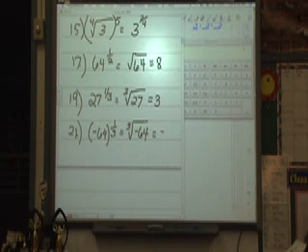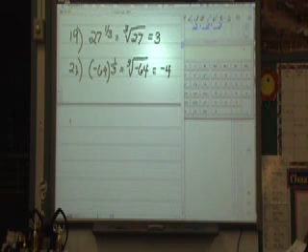It's negative 4. Negative 4 times negative 4 times negative 4 is going to make negative 64.